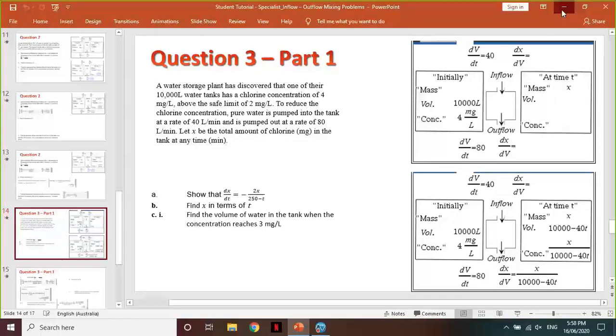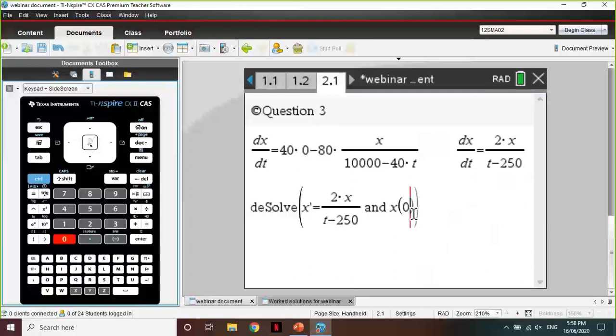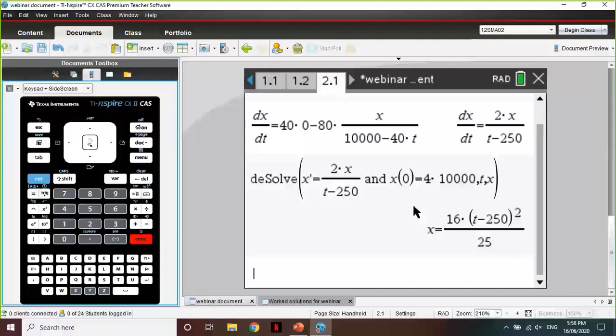So what we can say is that initially, and in case we are a bit shaky in an exam, we can do 4 times 10,000. Our independent variable is t, and x depends on t. So there is our expression for x in terms of t.